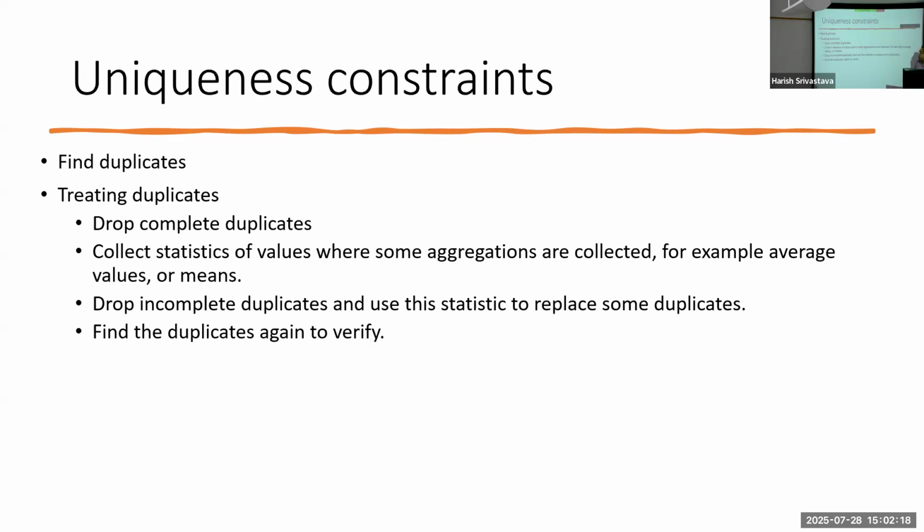Finding duplicates, treating duplicates: drop complete duplicates, or collect statistics of values where some aggregation is applied, for example average value or mean. So in case duplicates arise, either you remove them, or you take the sum or average of all 5 duplicates, create one row and remove all the 4.